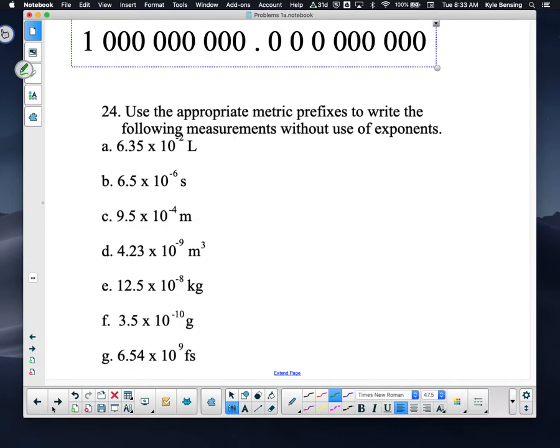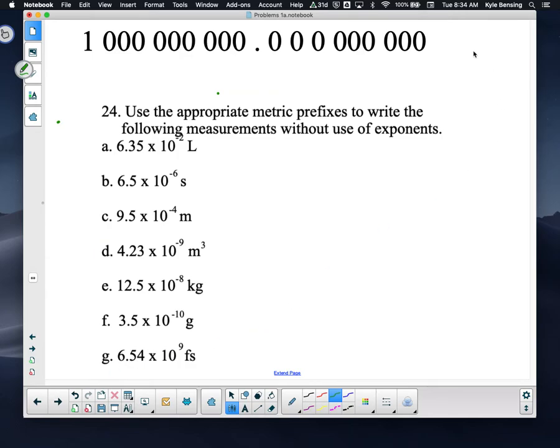Now 24, you've seen this up here before, I hope. So take a look, please, at the zero line I have up there. I'm going to show you how I do metric prefix conversion so you can see how it works. The zero right next to the decimal point is the ones place. That is meters, liters, and grams.